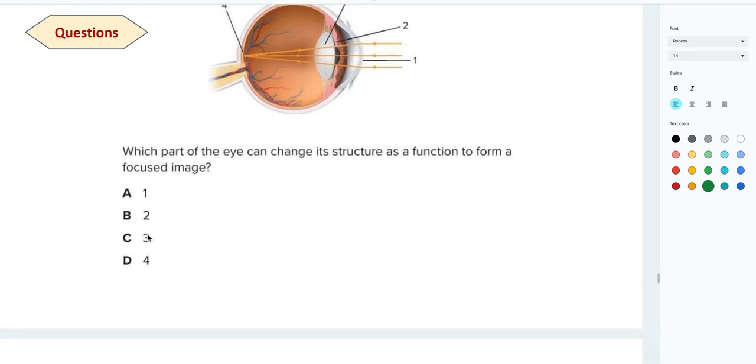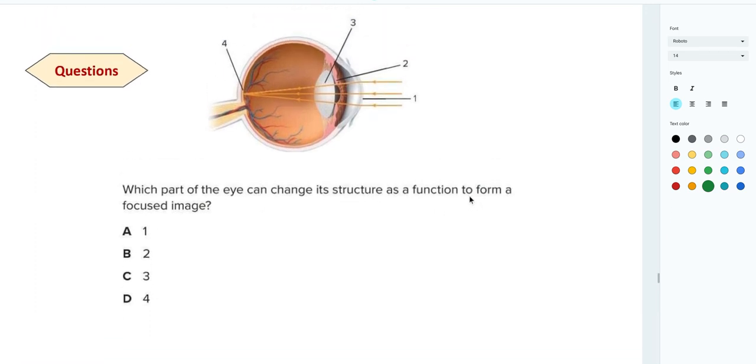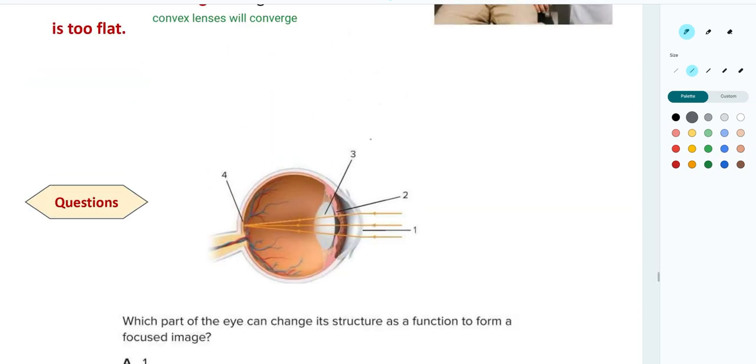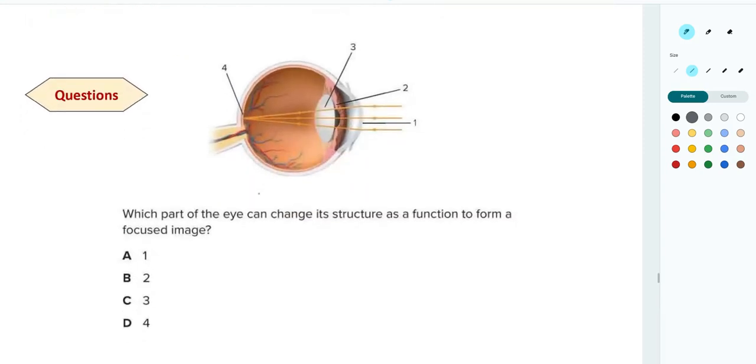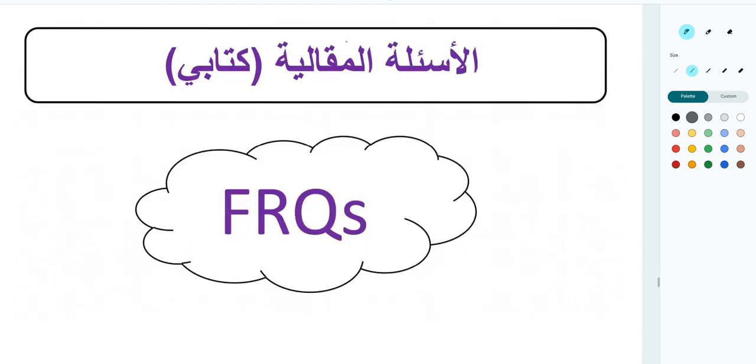So question, which part of the eye can change its structure as a function to form a focused image? That is going to be 3. So we would simply have to look back at this picture, and it tells us a transparent structure that can change shape. It has these little muscles attached here, ciliary muscles, that will allow the lens to change shape. So it is the lens that will change shape. This is a simple definition question. That is this part right here, changing shape.